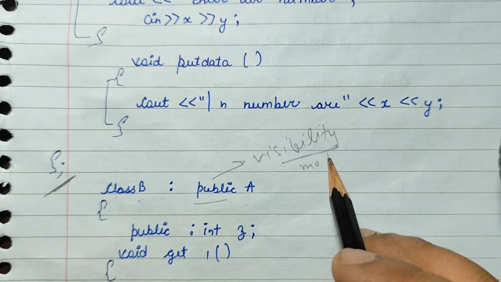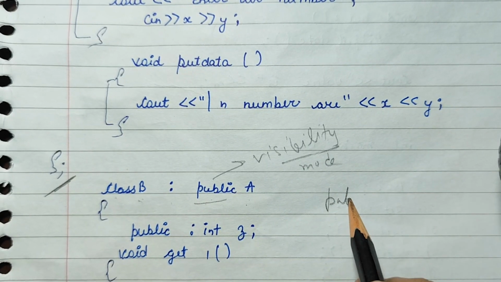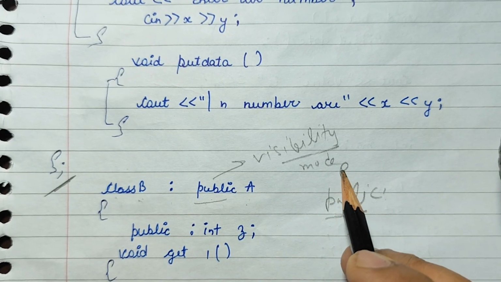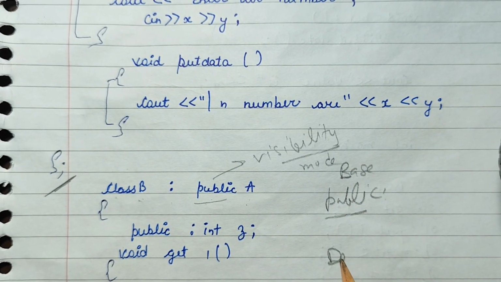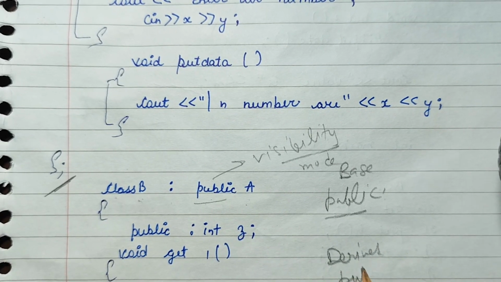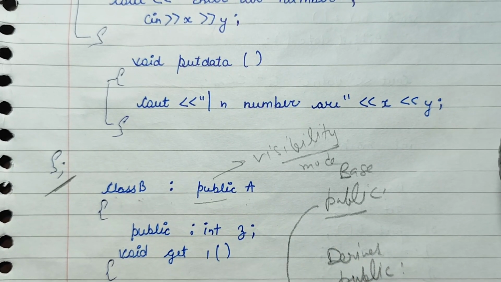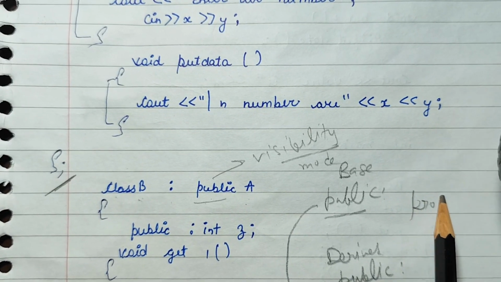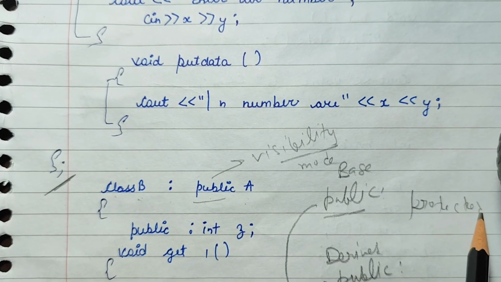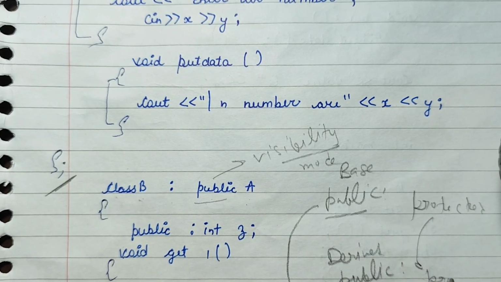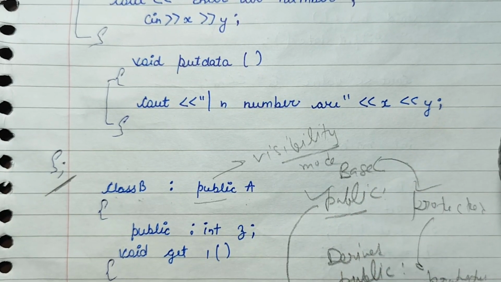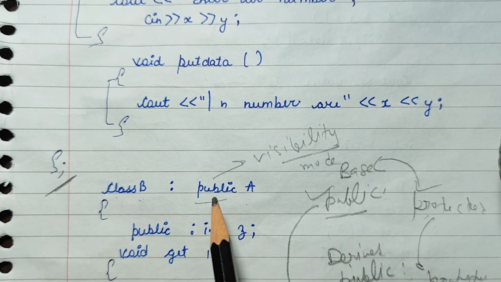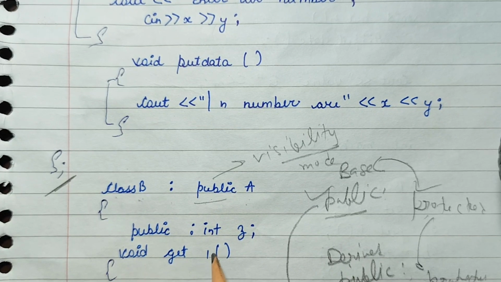If the visibility mode is public, then public members of the base class shift to the public section of the derived class, meaning public ones go to public and protected ones go to protected. Okay. These public and protected belong to the base class, and this public and protected belong to the derived class. So public to public, protected to protected if the visibility mode is public, and private data members are never inherited.